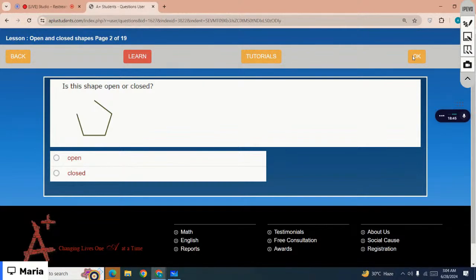Is the shape open or closed, which is the correct option? Yes, that is an open shape. The correct option is open.